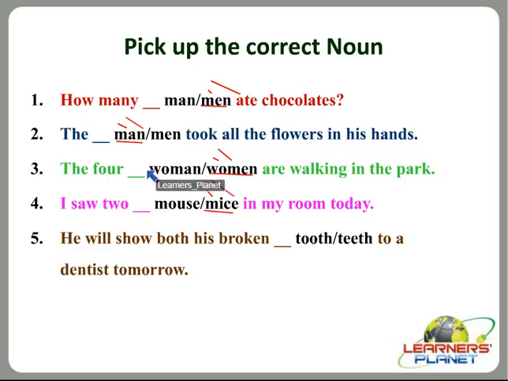Last one. He will show both his broken dash to a dentist tomorrow. Both means 2. So if it is 2, it is more than one. Students, tooth or teeth, more than one, plural is teeth. He will show both his broken teeth to a dentist tomorrow.